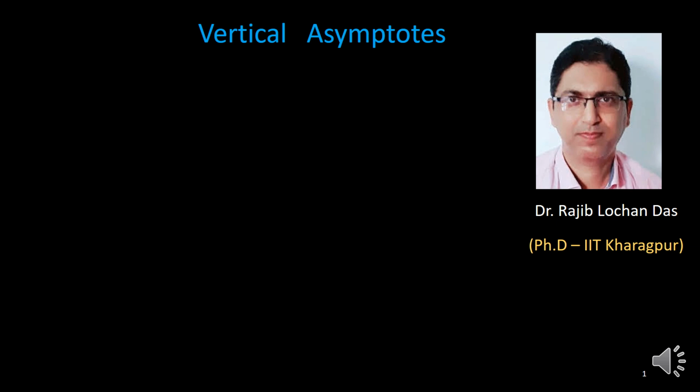Vertical asymptotes. Consider a function f of x. Sometimes when a function is approaching a point, it may follow a vertical line. Like if I have, this is the x-axis and this is the y-axis. On this side we will plot f of x. Consider a point here.